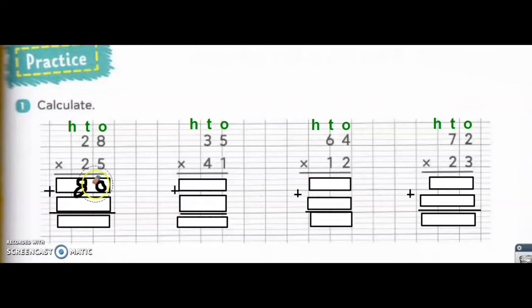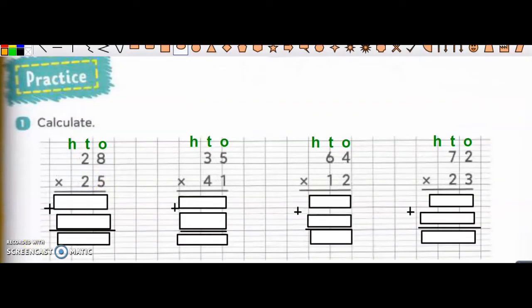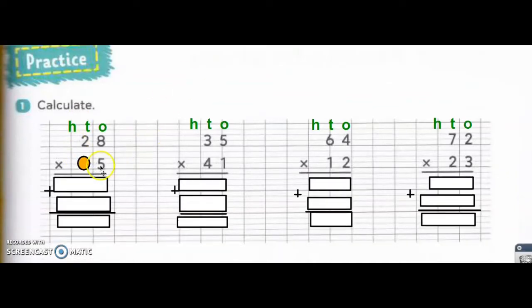Let's follow the steps I taught you earlier. One step at a time. When I'm multiplying with 5, I should hide the 2. Now, let's hide the 2 and start by multiplying. 5 times 8, 40. I write the 0 and I carry 4. 5 times 2 is 10 and I have 4, which is 14. Now I'm done with the 5.